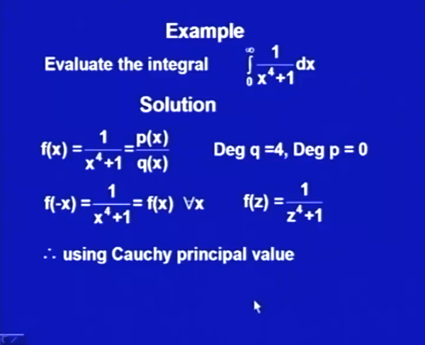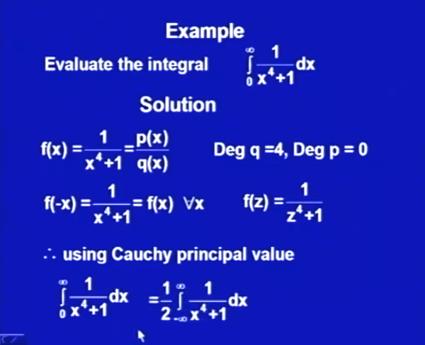Hence, using this Cauchy principal value formula, we know that the integral from 0 to infinity of 1 upon x to the power 4 plus 1 dx would be half of the integral from minus infinity to plus infinity of 1 upon x to the power 4 plus 1, which is half of 2 pi i times the sum of residues of f(z). So, that is pi i times the sum of residues of f(z). Now the work remaining is to find the residues of f(z).